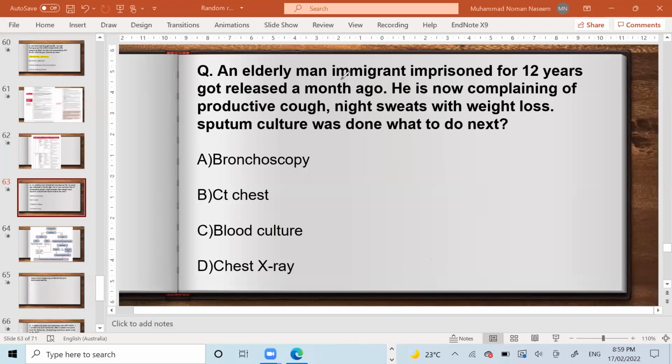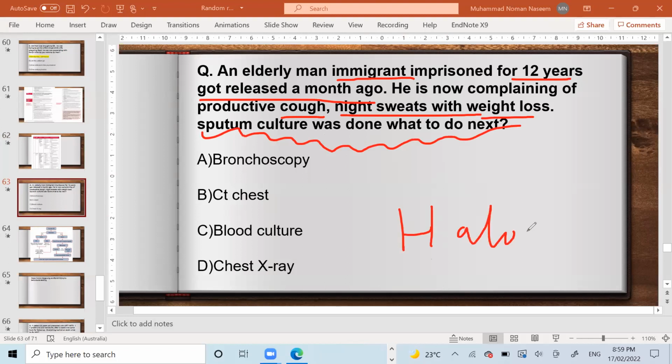Elderly man, immigrant, imprisoned for 12 years, got released a month ago. He is now complaining of productive cough, night sweats with weight loss. Sputum culture is already done. What do you want to do next? So same question which we discussed previously. Usually haloperidol is used. We need to check if the patient is intoxicated or not. Dr. Sidra, if the patient is intoxicated or having alcohol or some liver disease, then we avoid such drugs which are to be metabolized by the liver.